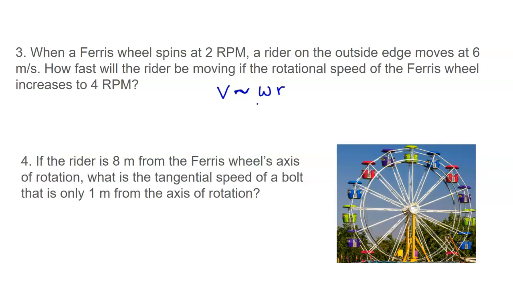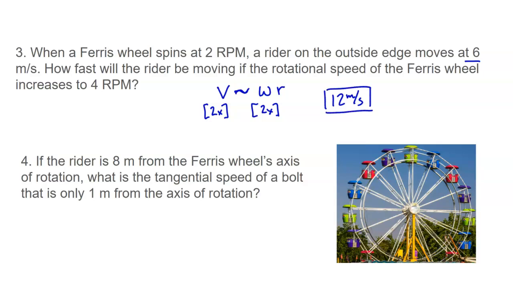And since the rotational speed has doubled, and since they're proportional, whatever factor it changes on the right-hand side, the left-hand side will change by the same factor, which is also going to be doubled. And since originally it was moving at 6 meters per second, the answer is going to be 12 meters per second, because that is double the linear speed it was previously.